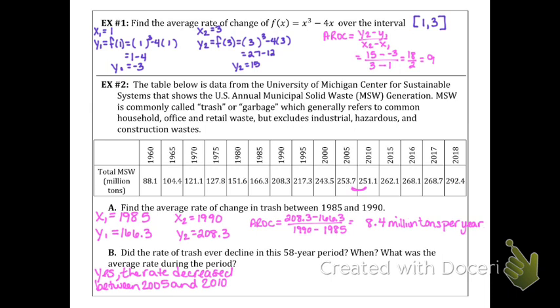When we stated that, what was the average rate during this period? All right, so in 2005, it was 253.7. And in 2010, it was 251.1. Okay, x1, y1, x2, y2. So my average rate of change.